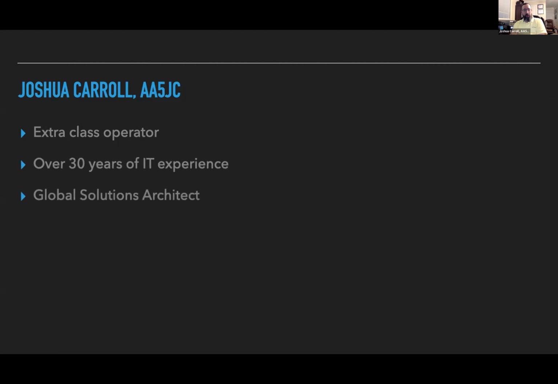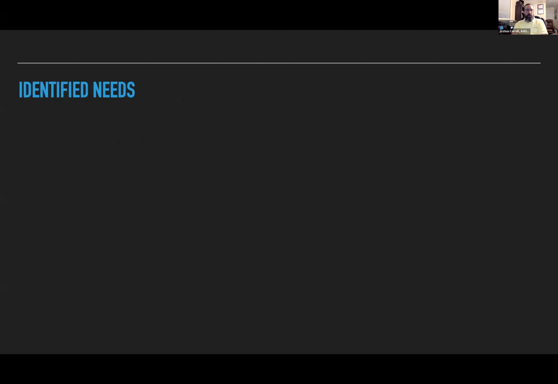As he said, my name is Joshua Carroll. I'm AA5JC, extra class operator. I have just over 30 years of experience in IT, and the job I had the most fun with was my last one when I got out of the Army. I was a cyber terrorism first responder. That was obviously a lot of fun and very interesting. Currently, I serve as a global solutions architect for a payments processing company. Earned a few certifications along the way.